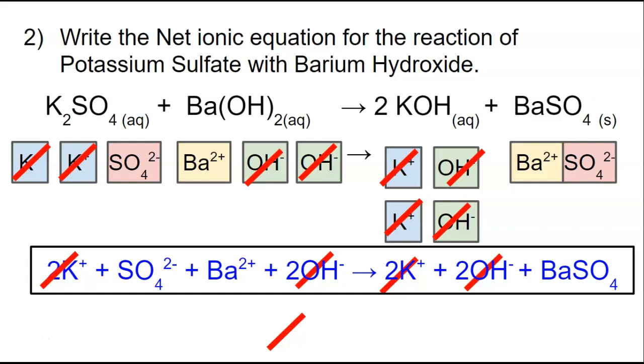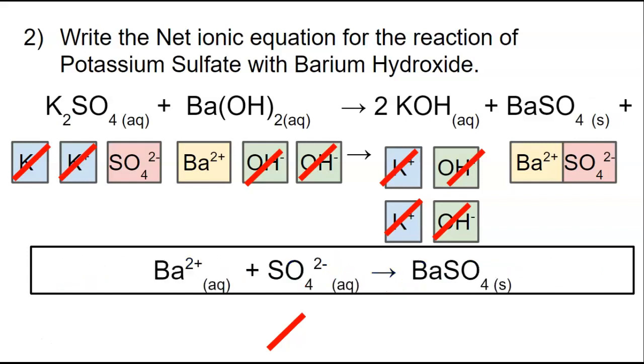Once you have things that are ions on both sides canceled out, the next thing you want to do is write whatever is left as your net ionic equation. When you press play again, I will show you what that looks like. So this is the final answer for example 2. Let's take a look at example 3.